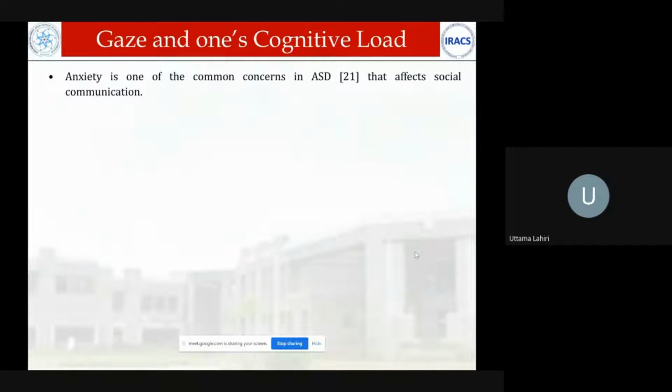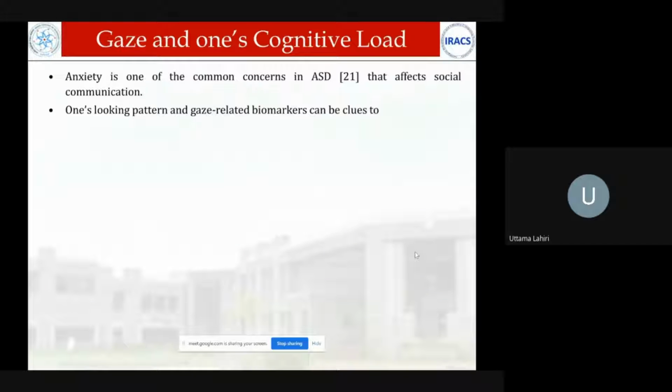Also, this becomes very important while making academic progress or performing under competitive situations. So this anxiety becomes very important. So that is where we are trying to map our physiology to the anxiety state.